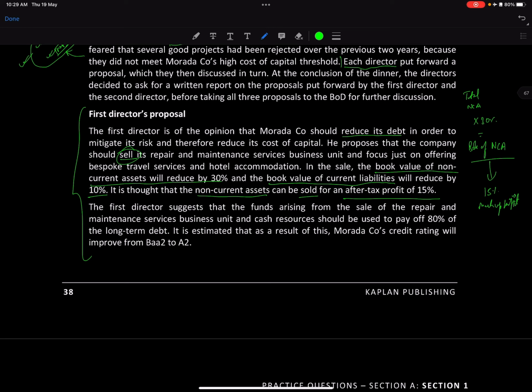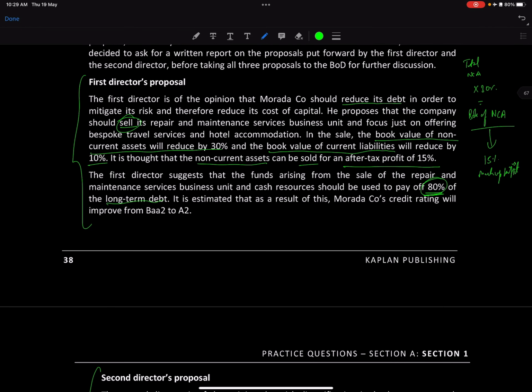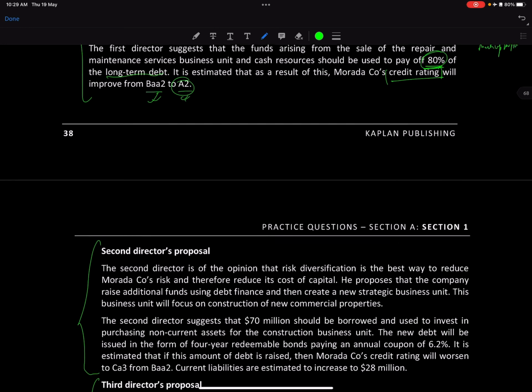And then the first director suggests that the fund raising from sale of the repair and maintenance service business unit and cash resources should be used to pay off 80%. Okay, so the new debt they will be having is only 20% left, right? So pay off 80% of the long-term debt. And it is estimated that as a result, the credit rating will improve from BAA to A2. So there is something about credit rating as well. What happens basically is our discounting rate will change, right? Our cost of debt will be less because our rating has improved. So that's the first proposal.